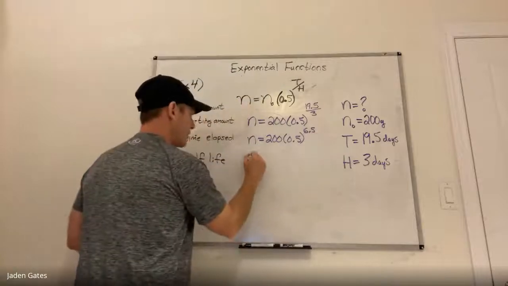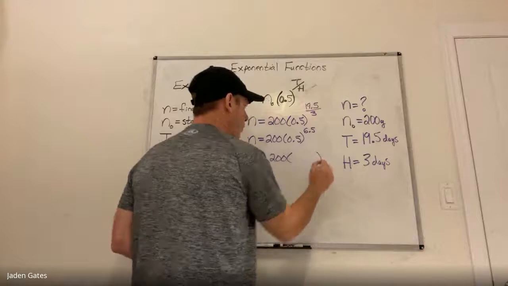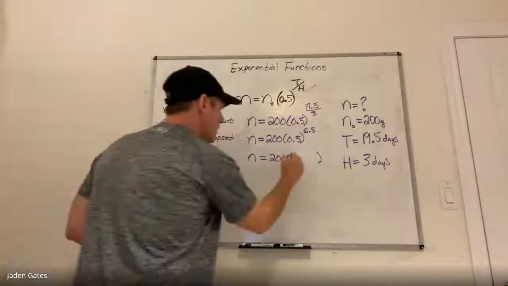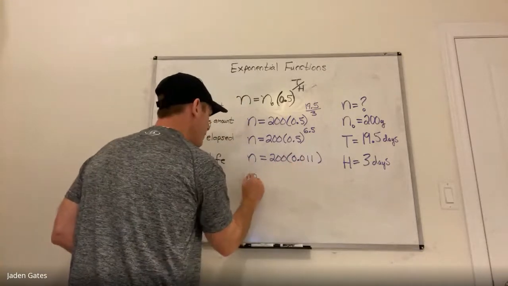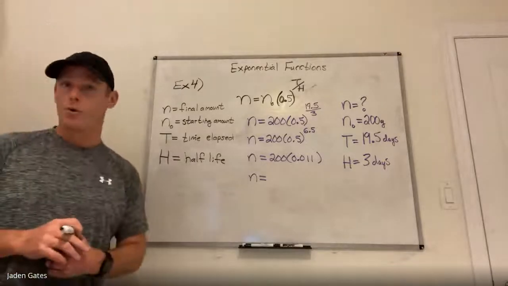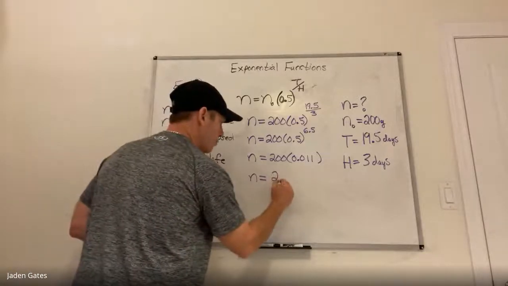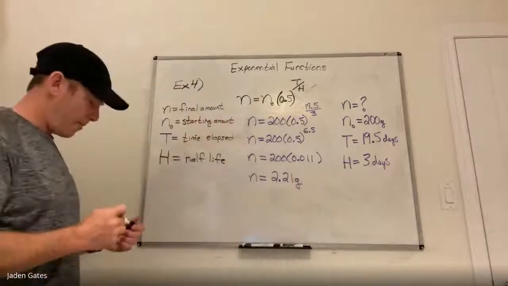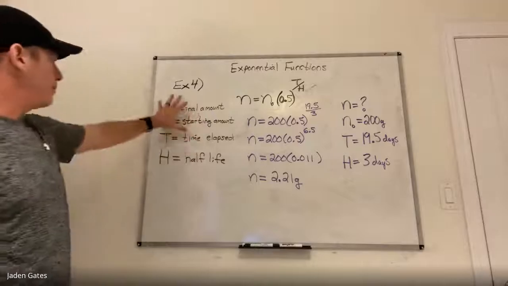All right, and so now I'm doing the exponent, so I have 200 times 0.5 to the power of 6.5, and I'm going to get 0.011. And then finally, I multiply 200 by that 0.011, and I get 2.21 grams of that material. And there we go. So there is an example of our half-life.